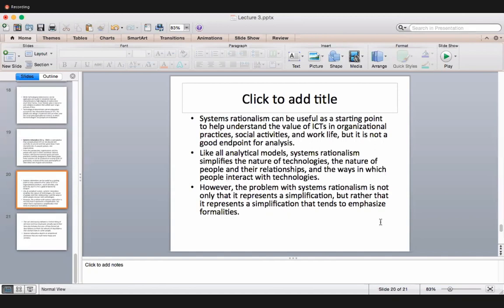Like an analytical model, system rationalism simplifies the nature of technology, the nature of the people, and their relationship, and the way in which people interact with the technology. However, the problem with system rationalism is not only that it represents simplification, but rather that it represents a simplification that needs to emphasize formalities. So do not stop at, I know the rules. I'm trying to bring these things into perspective.